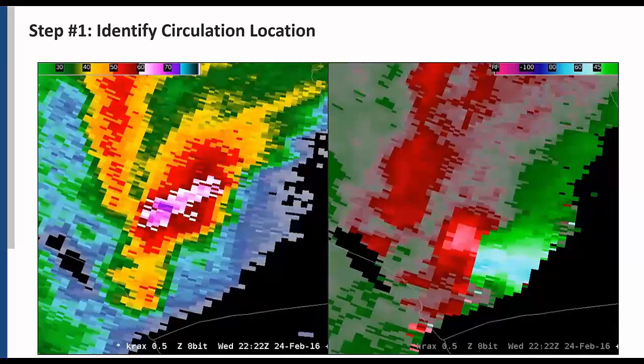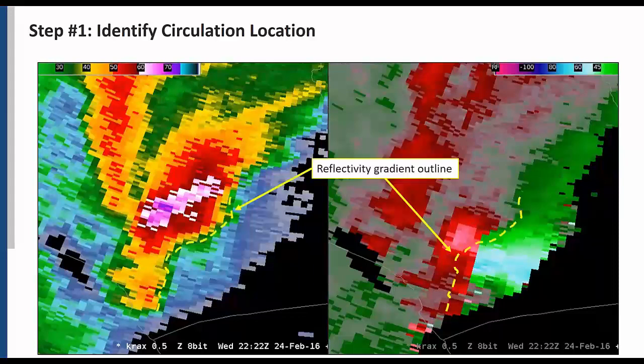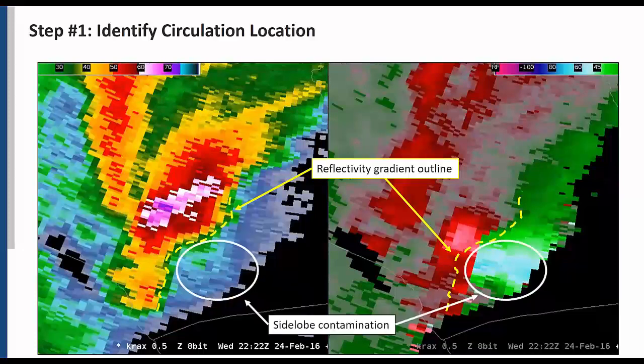And so the first thing we recommend people do is try to identify where the circulations are and see if they make sense physically with what we know about storm structure. So just to help things out a little bit, I drew this line in here to give a sense of where the reflectivity gradient was, so we know where the stronger returns are, where the weaker returns are. And so now that we know this, when we highlight this area that looks a little off, we can compare it to where it is with the rest of the storm structure and think, maybe there's some sidelobe contamination going on here because we've got those weaker reflectivity returns.